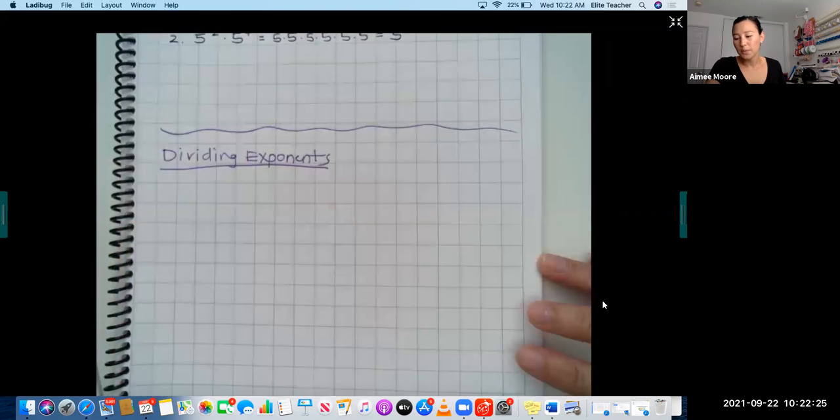So when we divide exponents, we are going to expand, then find ones.